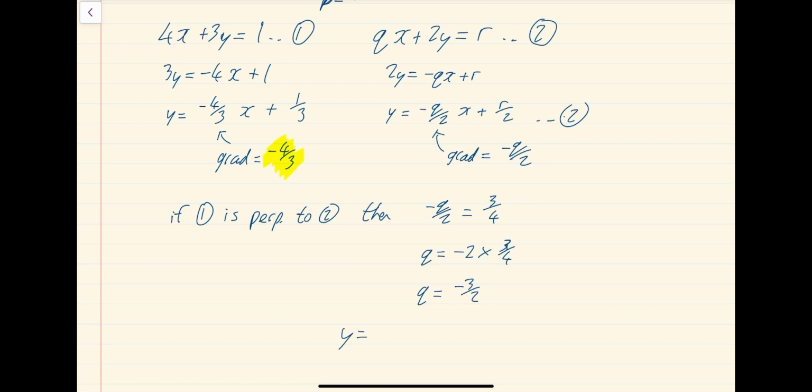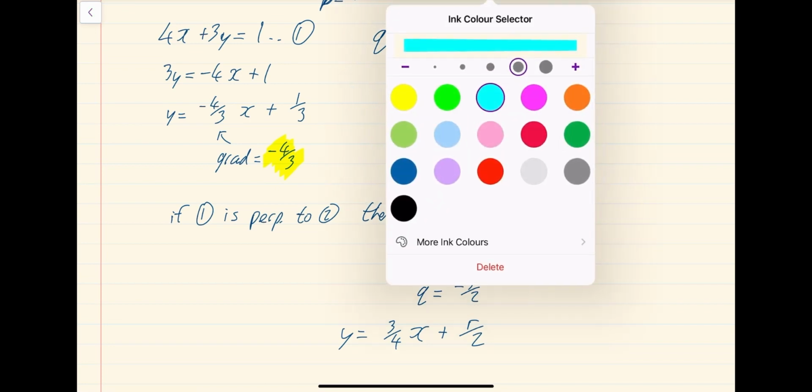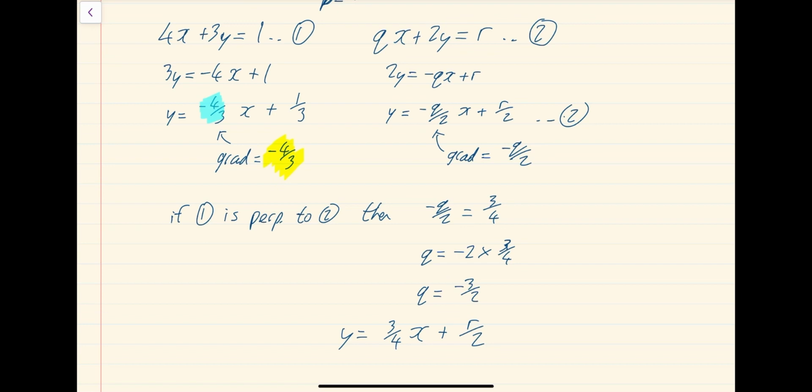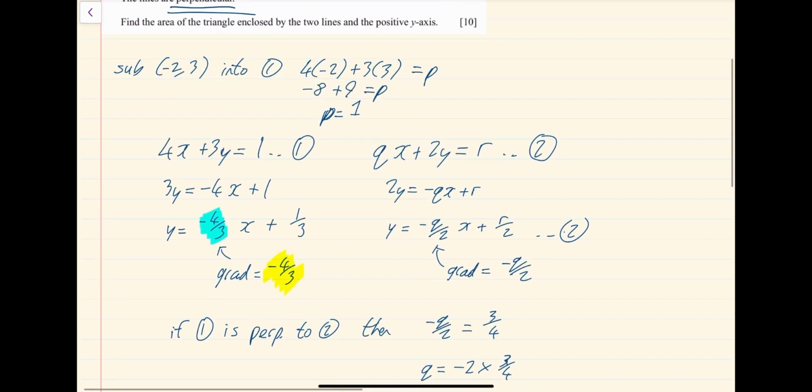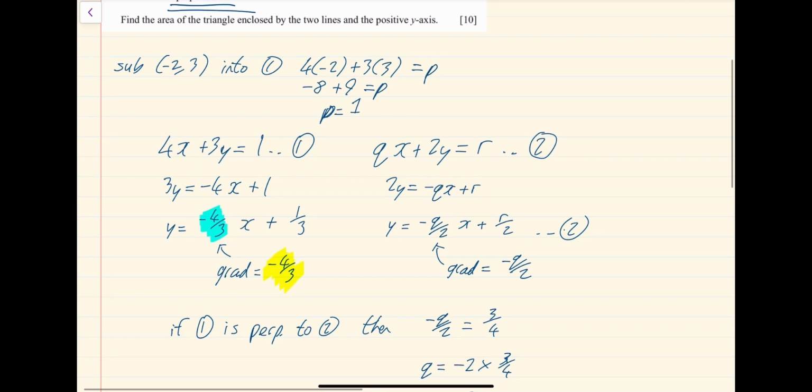So if you do minus 3 over 2 divided by minus 2, you're going to get 3 over 4, and then that's going to be x, and then plus r over 2. Okay, and you can see I probably could have done that a much easier way there. Have a look here. That's my gradient of the first one, minus 4 over 3. And you can see the second one is now 3 over 4, so the negative reciprocal. Okay, let's go back. Remember this, they meet at the point minus 2, 3.